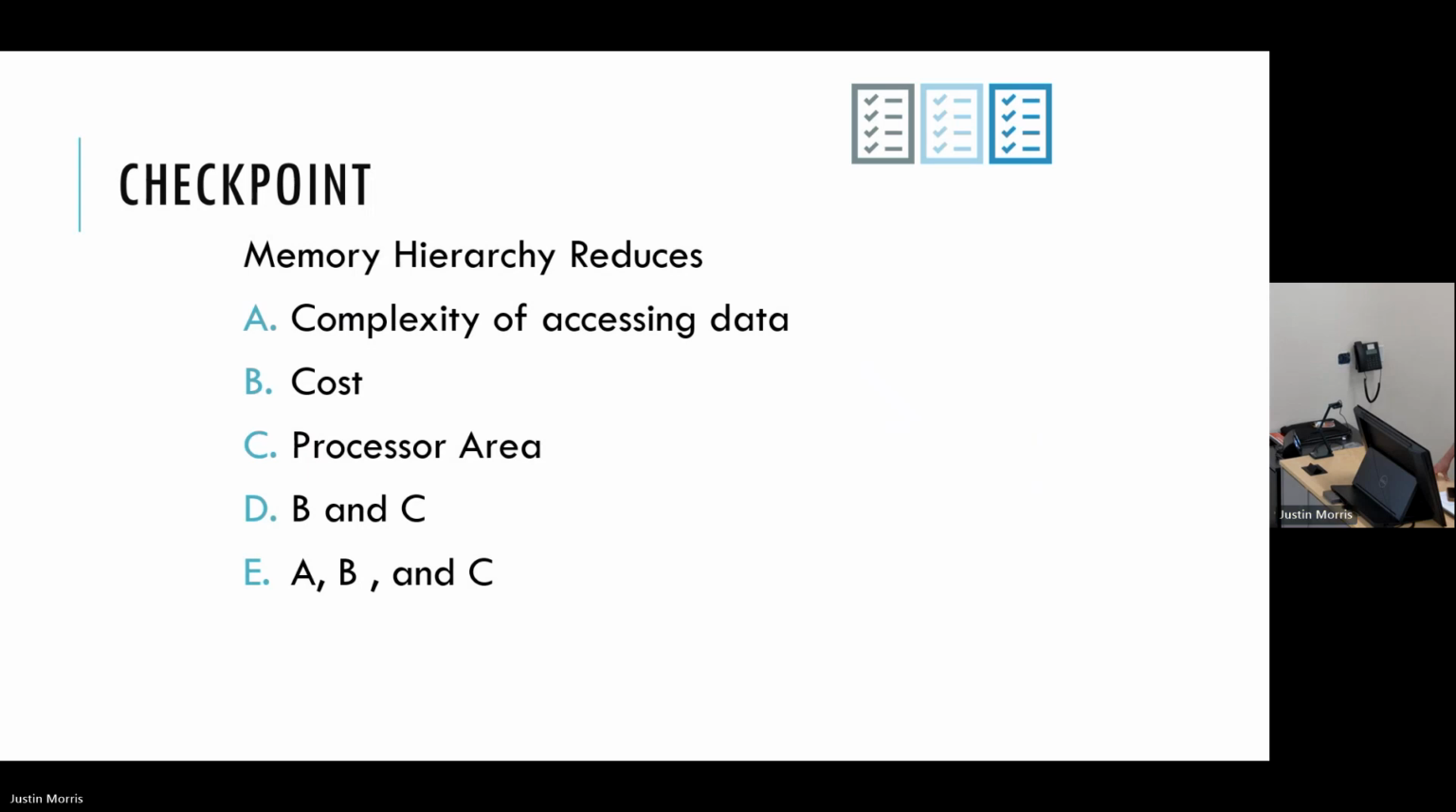Processor area. Are we reducing this? Yes, because we're not going to have as much of the upper level. The top of the memory hierarchy is what is actually directly on the processor, so we can have less of it by having this hierarchy, and that will reduce the overall size of the processor. I'll show you how that looks in a couple of slides. But this is B and C, right? We reduce cost and we reduce processor area, but we increase complexity.